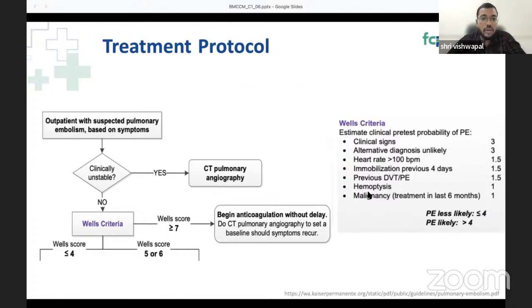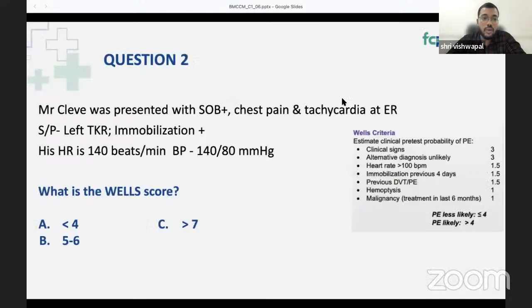Okay. So now Mr. Cleve presented with shortness of breath, chest pain, and tachycardia in the ER, and he has had a left total knee replacement, and he was immobilized for the last 5 months. His heart rate was 140 beats per minute, and BP is 140 over 80 mmHg. So here's the question for you. What is the Wells score? Based on the criteria, what would be the Wells score?